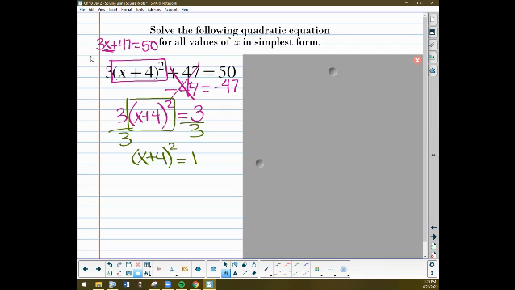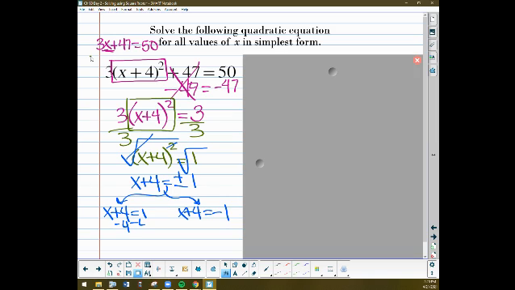Now that I have it alone, I can take the square root of both sides. Now those will cancel, and I've got x plus 4 is free, and I have plus or minus 1 because the square root of 1 is 1. Set up 2 equations. X plus 4 equals 1, and x plus 4 equals negative 1. Always set up 2 equations.